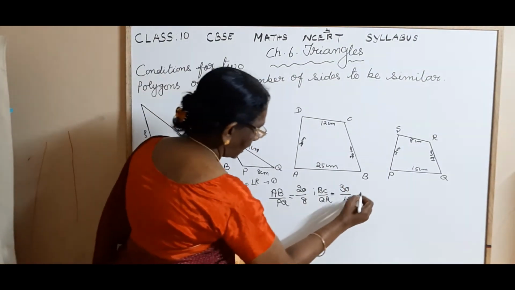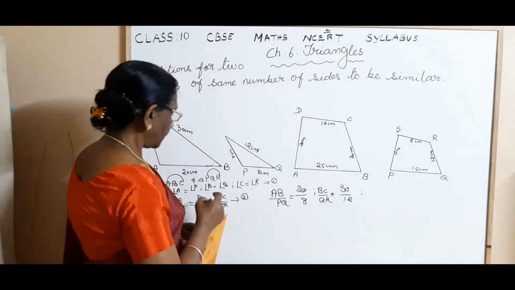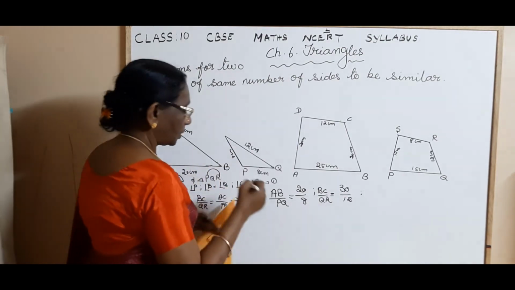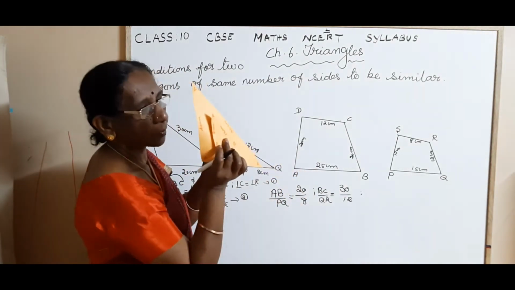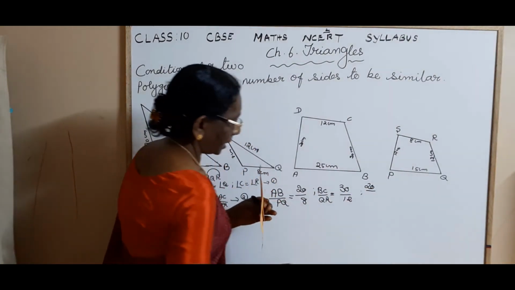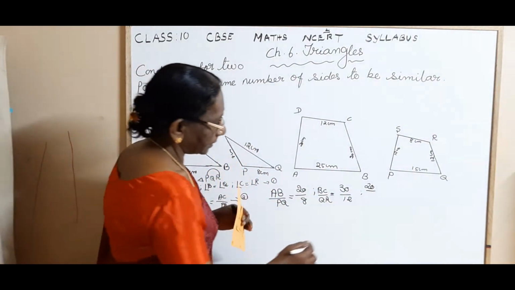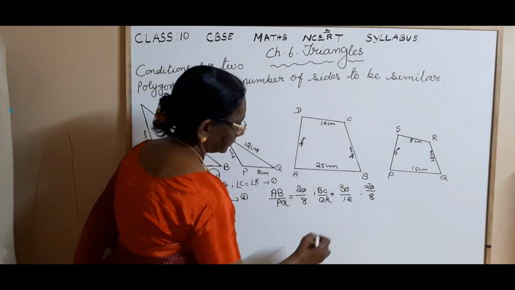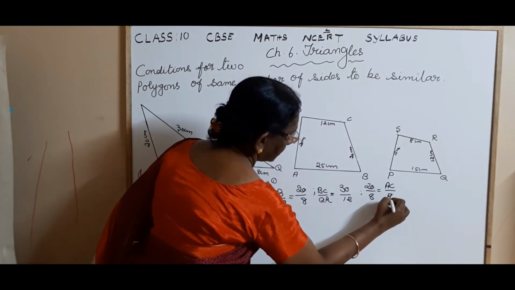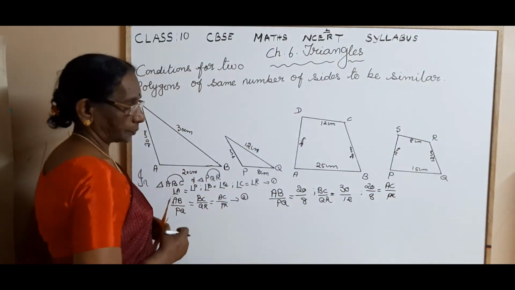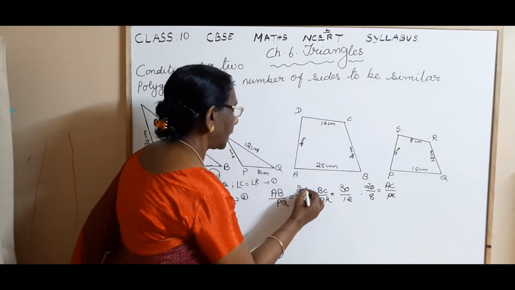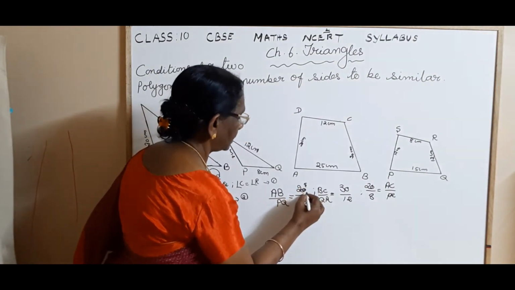Isn't it, children? And next side is what? AC by PR. AC is how much? 20 centimeter. AC is 20 centimeter and PR is 8 centimeter. This is equal to what? AC by PR. So what do you get here? When you simplify here, it is 5.